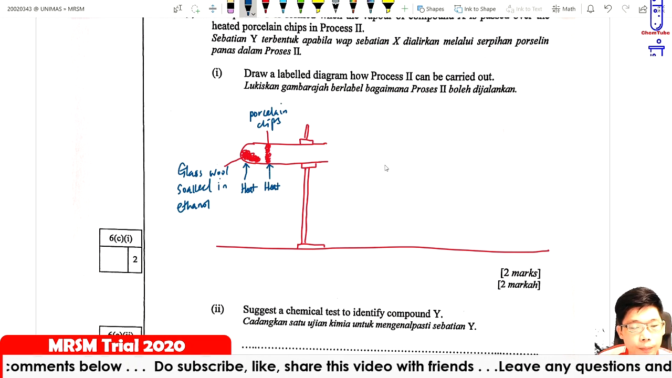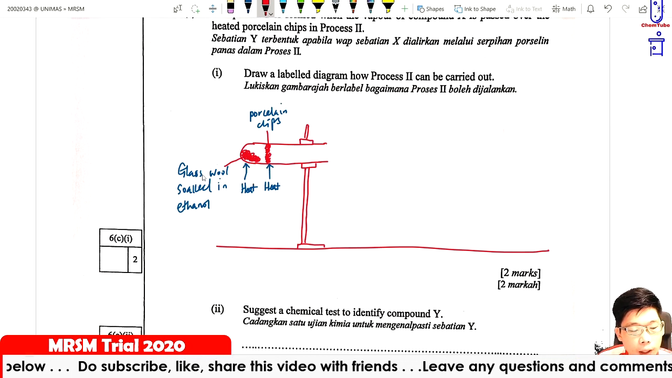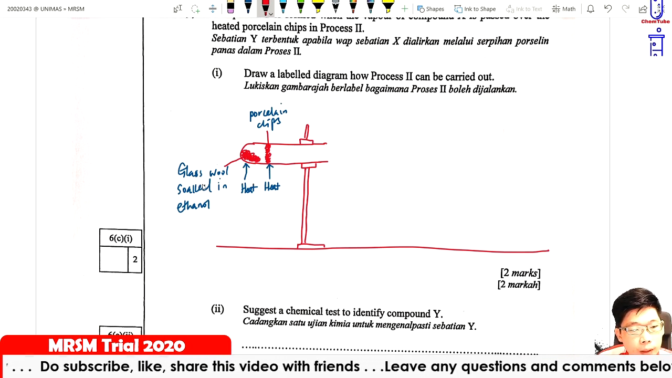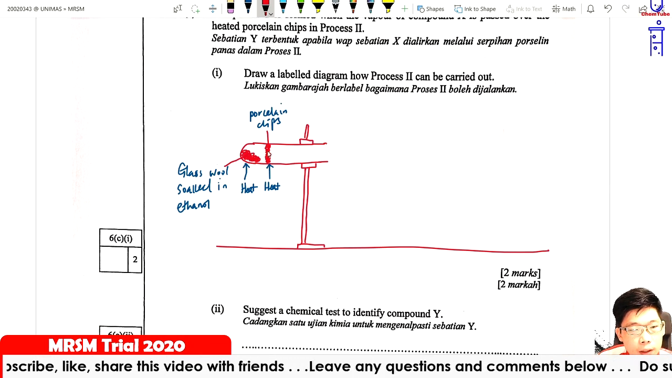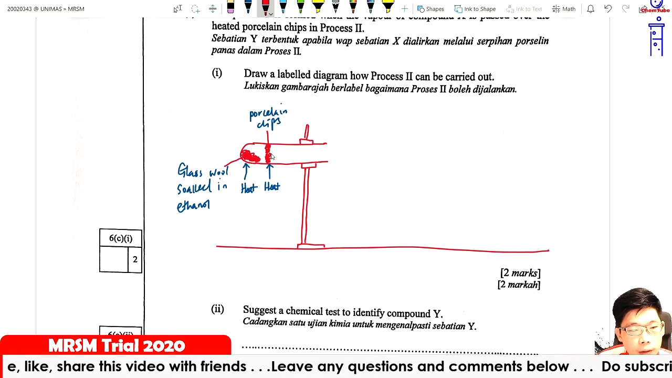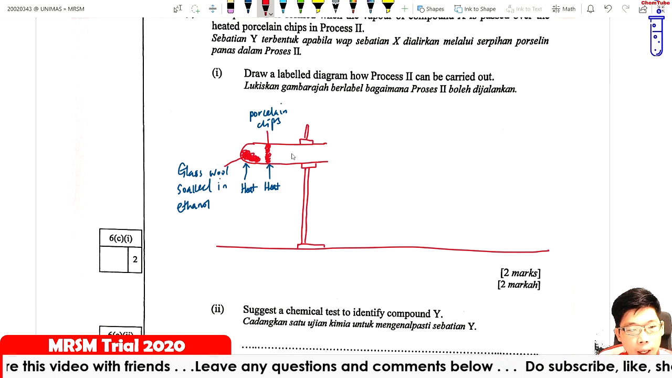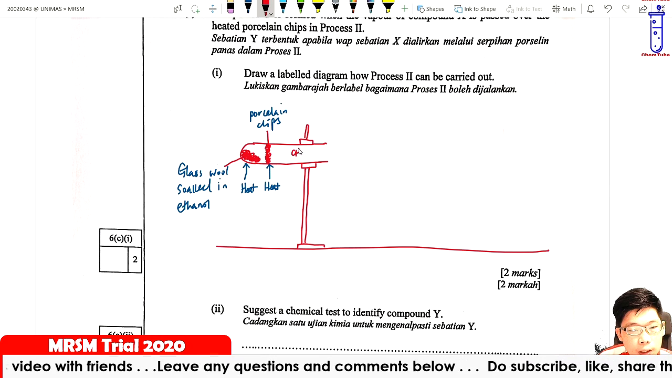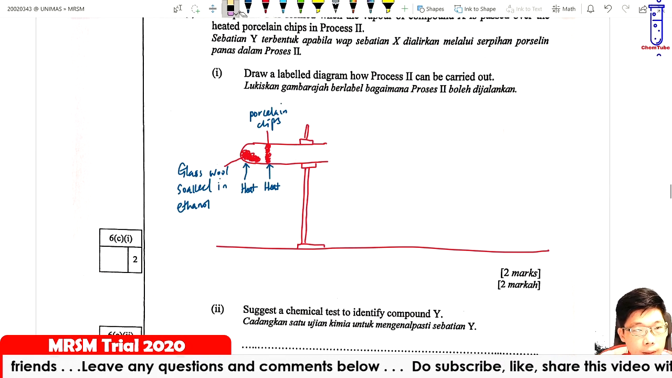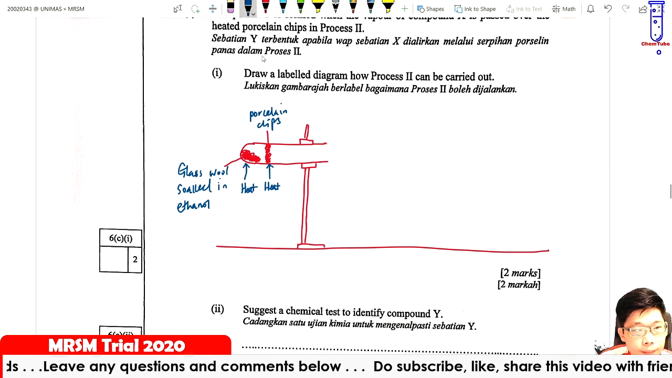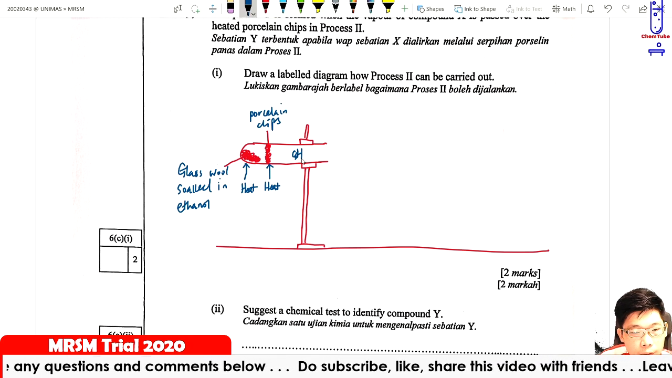Then once you heat the ethanol, ethanol passes through the hot porcelain chips, then it absorbs the water vapor, then it forms ethene gas actually, C2H4. So ethene gas is produced, C2H4.